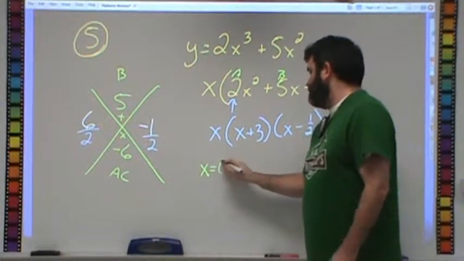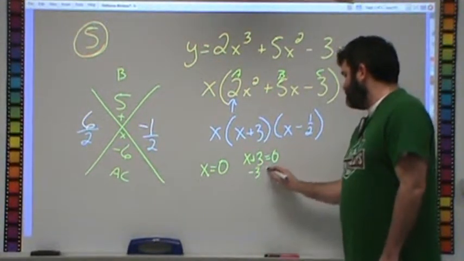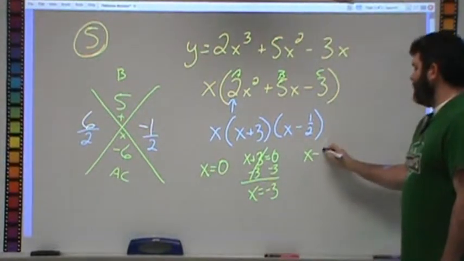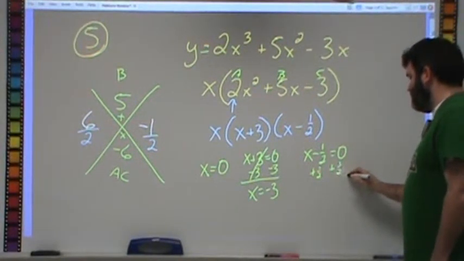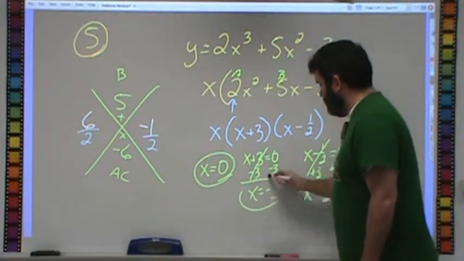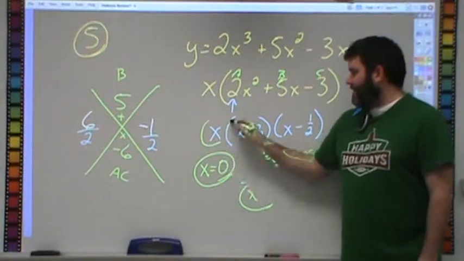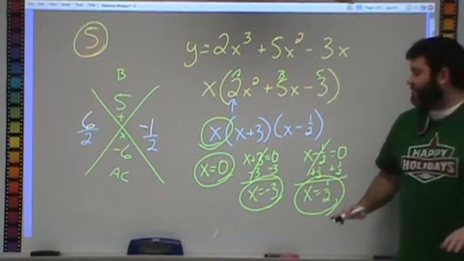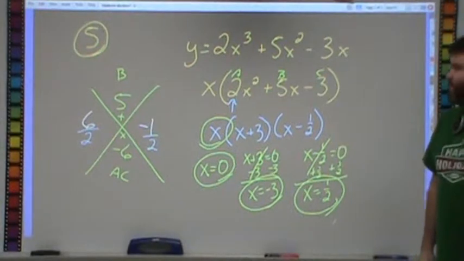X equals 0, done. X plus 3 equals 0, I would subtract the 3 over, which makes x equals -3. X minus 1/2 equals 0, I would add the 1/2 over, and that gives me x equals 1/2. So my answers are 0, -3, and 1/2. Rule of thumb, if you pull an x out, there will always be an answer of 0. If you pull just a number out, no x, then nothing. It would just be what you had in the parentheses. Okay?